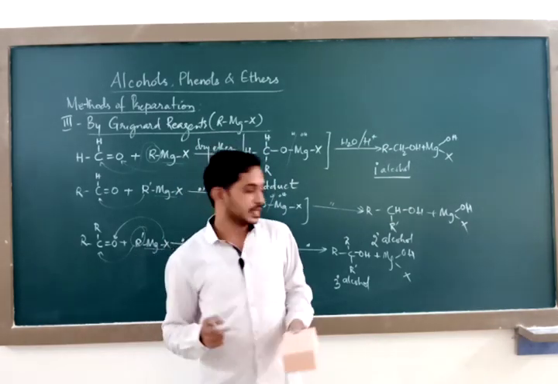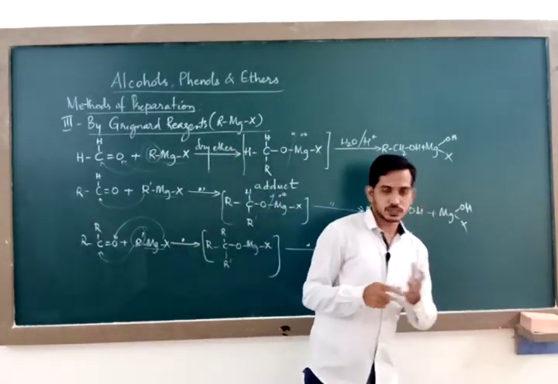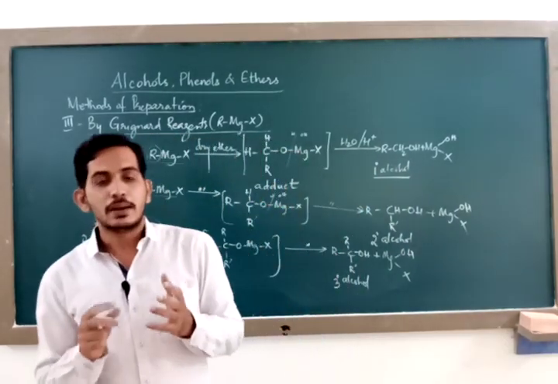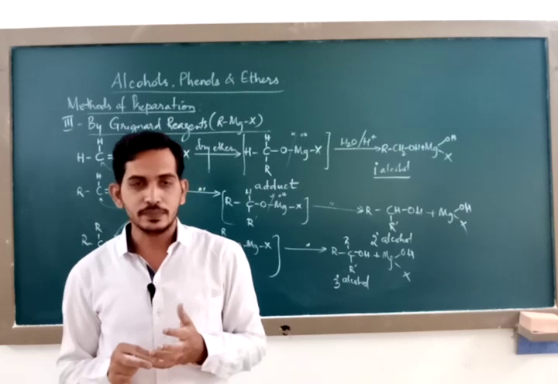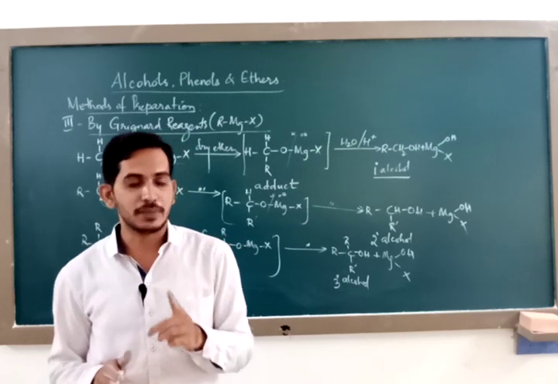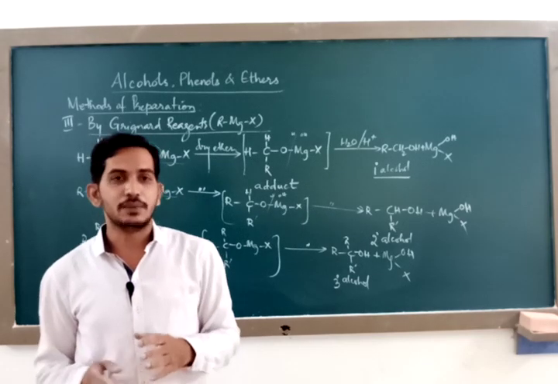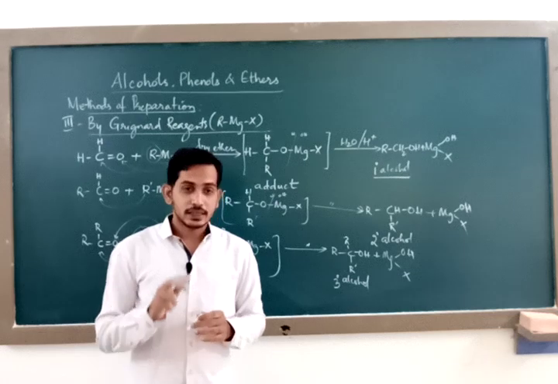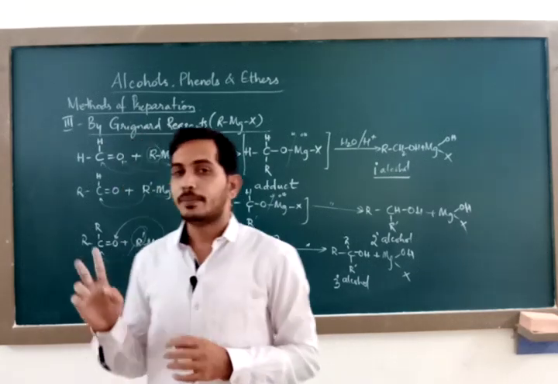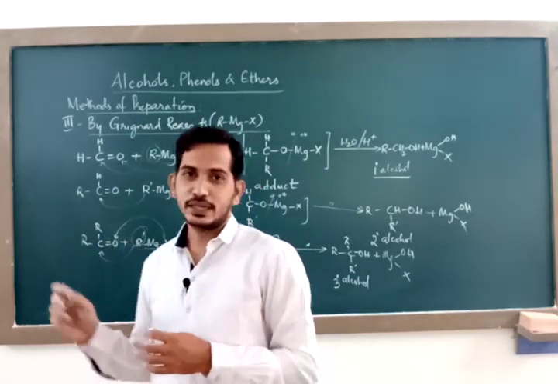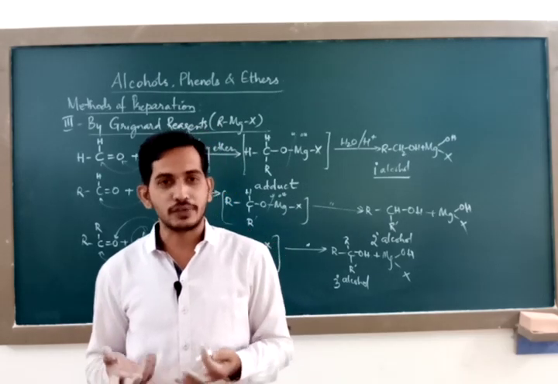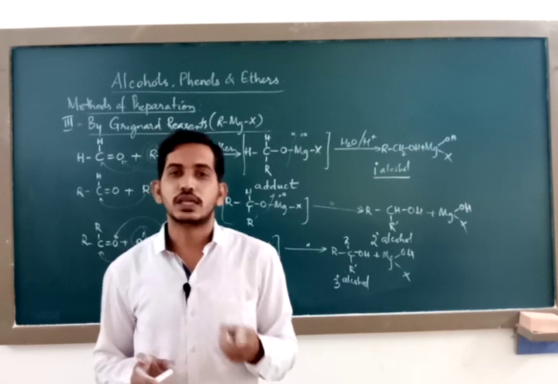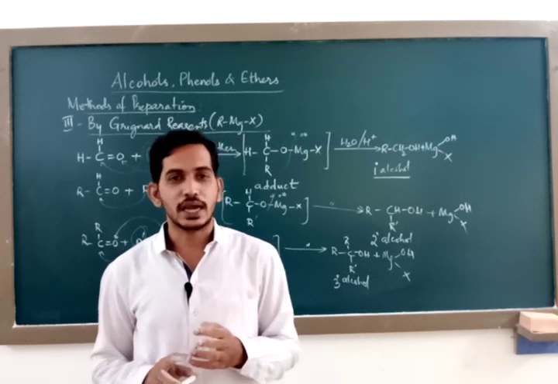So today we studied 3 methods of preparation. The first one was from alkenes. Under alkenes there were 2 methods. First was by acid catalyzed hydration. There are 3 steps whose mechanism is important for the exam. The second method was by hydroboration, oxidation of alkenes. The second method of preparation was by using aldehydes and ketones, by reduction of carbonyl compounds. The first was by reduction of aldehydes and ketones. The second was by reduction of carboxylic acids and esters.